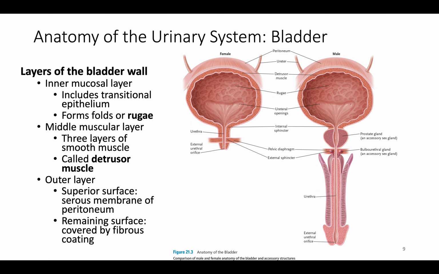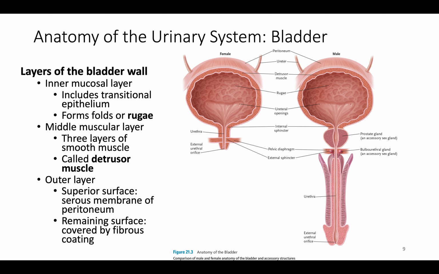That middle layer is muscular. So we have three layers of muscle. We have the detrusor muscle, basically, and what this is going to do is allow us to contract this down so that when we urinate, we can expel the entirety of the urine. So we don't just use gravity. It's not just a gravity-fed system. We actually are going to squeeze down and contract.